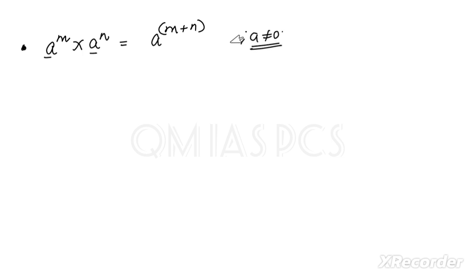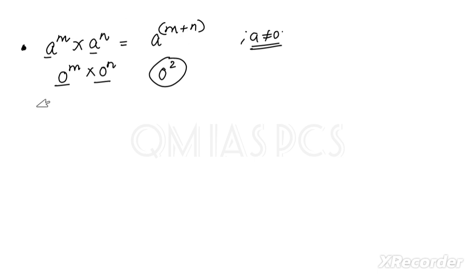Why are we putting this condition? Because if a is equal to 0, then 0 to the power m multiplied by 0 to the power n will be undetermined. We can't determine the values of this, like 0 to the power 2 or anything. That's why there is a condition that a should not be 0. Okay, fine. So here we have to add the powers.